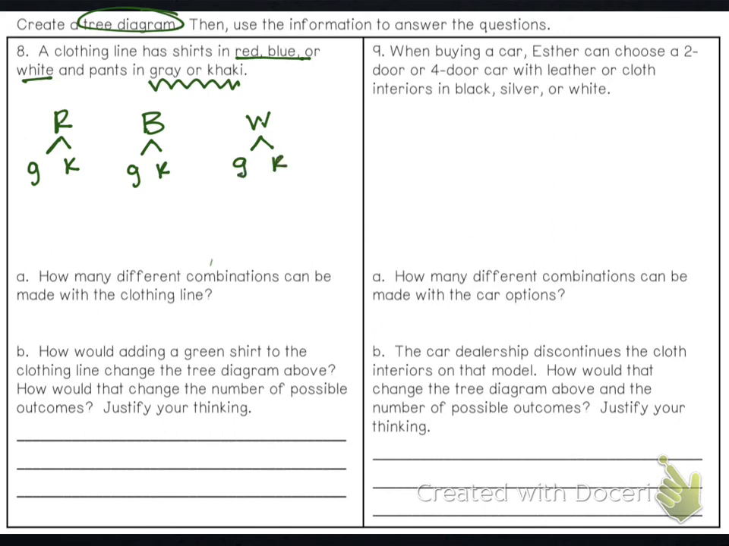Okay, so here, how many different combinations? Well, I had 3 options for a shirt multiplied by 2 pant options, which equals a total of 6 possible outcomes.